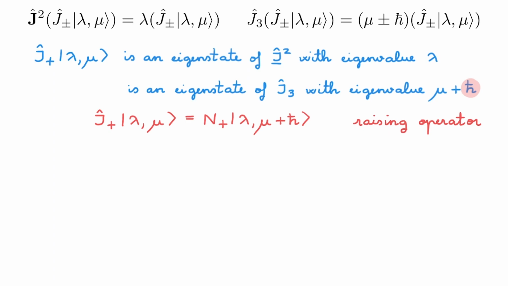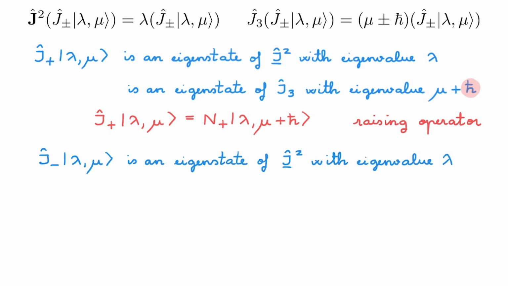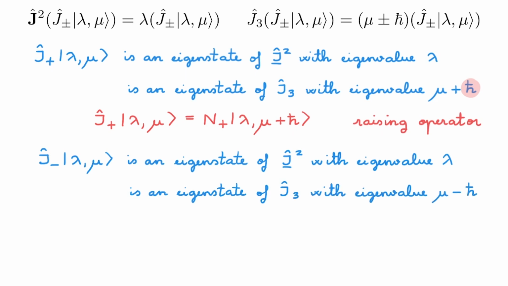We can do the same by looking at j minus acting on |λ, μ⟩, which is an eigenstate of j squared with eigenvalue λ, and an eigenstate of j3 with eigenvalue μ. This means that we can write the action of j minus on an eigenstate of angular momentum like this, and as the eigenvalue of j3 is lowered by a constant ħ, we call j minus a lowering operator.